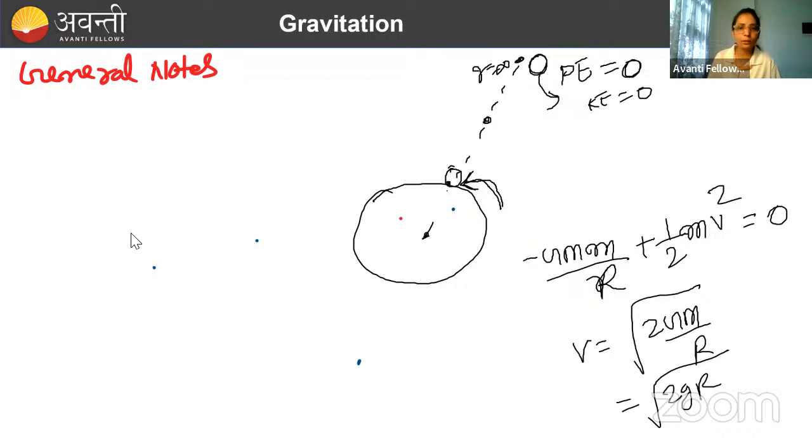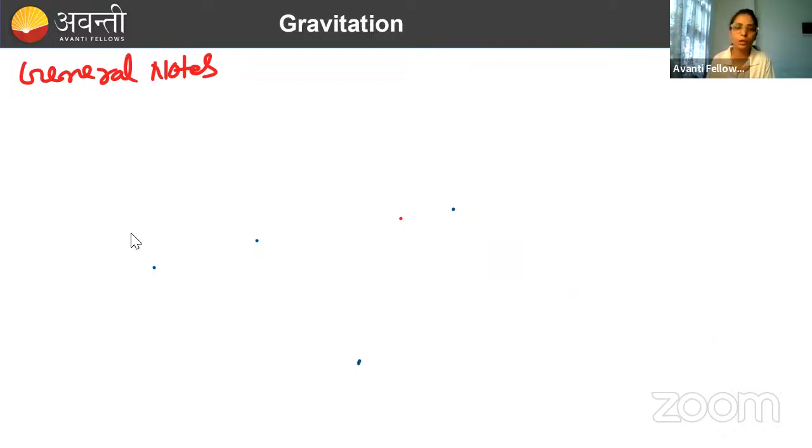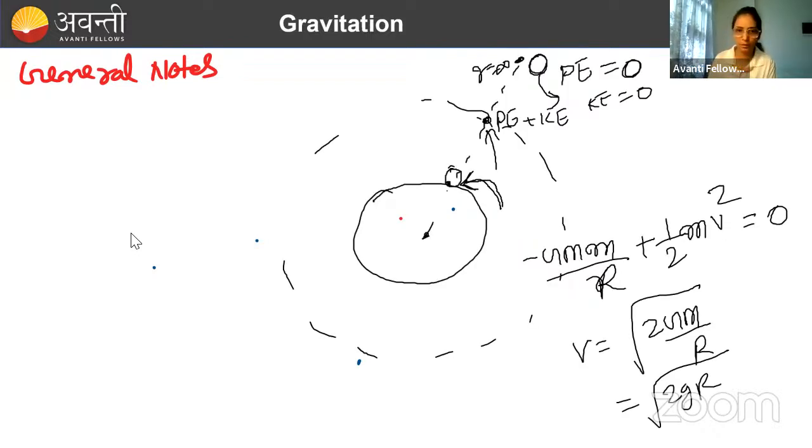If there is a body here, and it is also orbiting around Earth, then it will have potential energy and certain kinetic energy, but if it is said how much extra energy we will give it so that it will escape, again what we will do is set its total energy to zero. So that's the logic. That is what we have to use in gravitation. Okay? So in gravitation, we will be dealing with that.